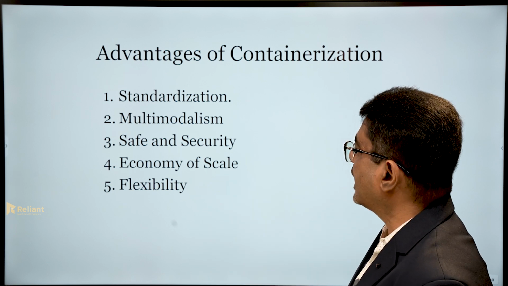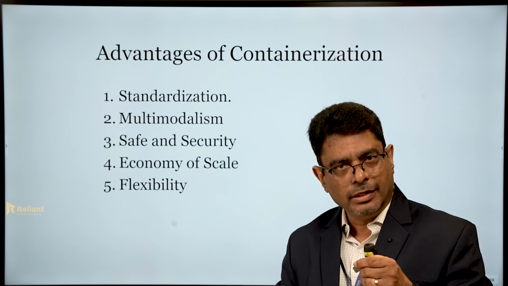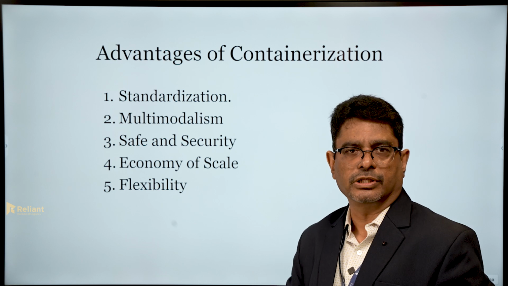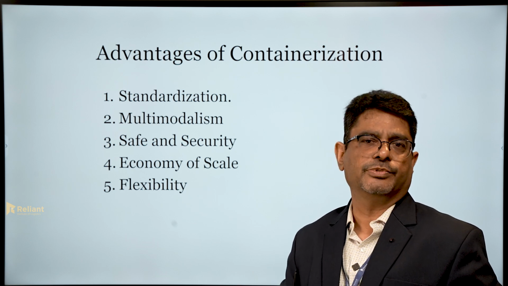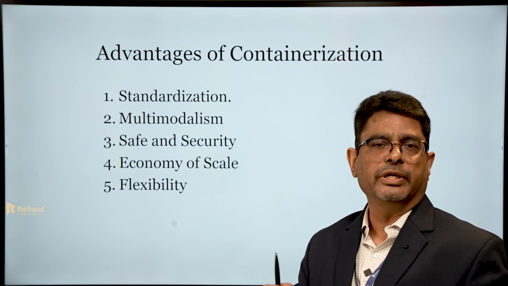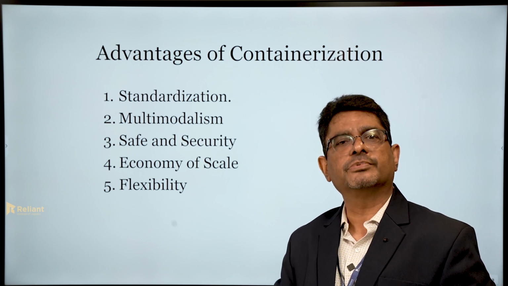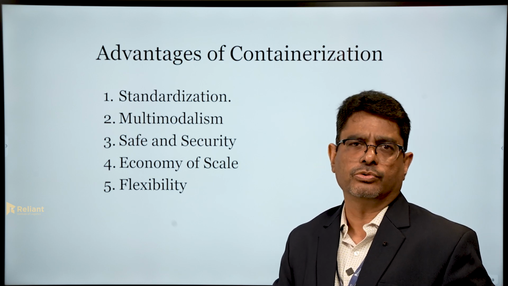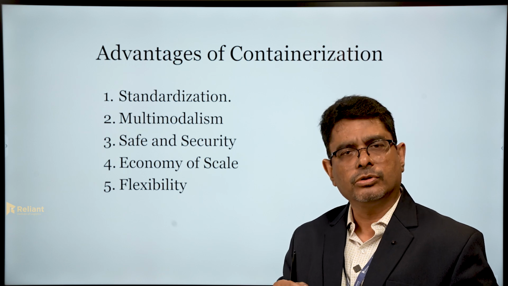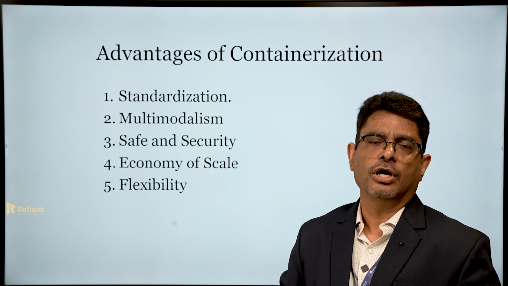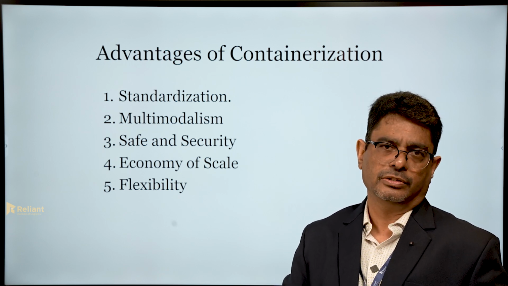The fourth one was economy of scale. With the introduction of containerization, the size of container ships started to grow bigger and bigger. Now you can see one of the biggest container ships available is a 24,000 TEU ship. This was possible only because of containerization.